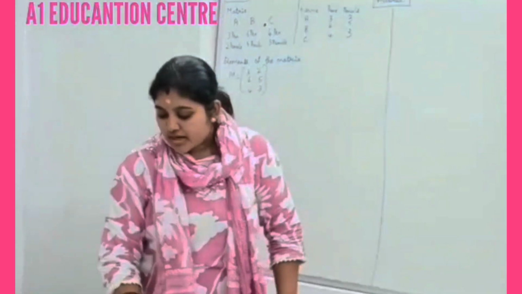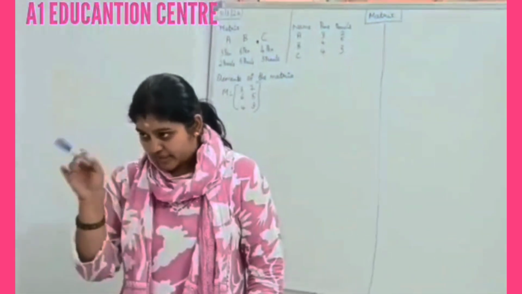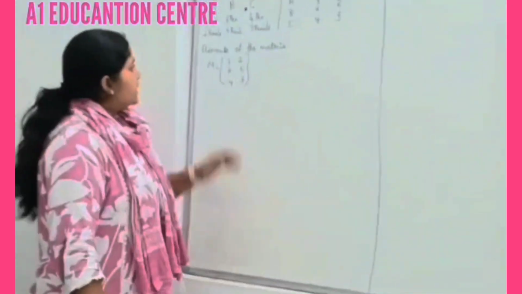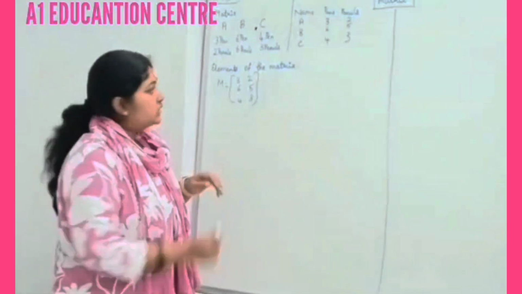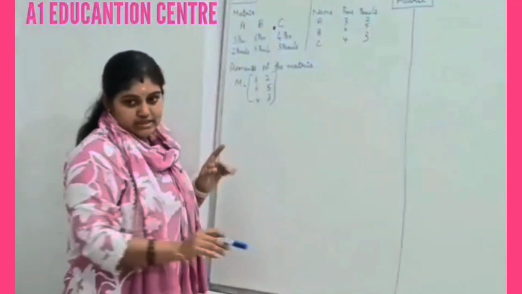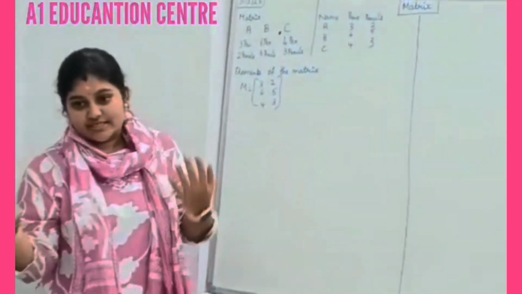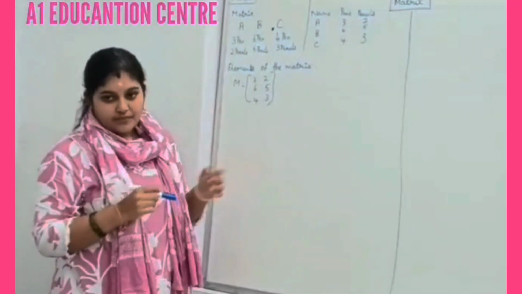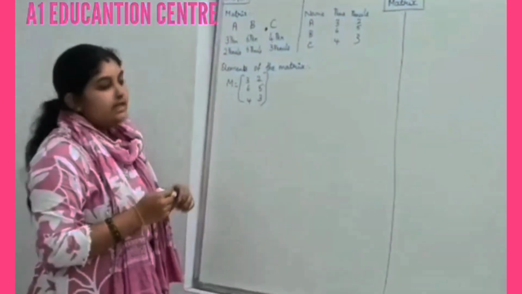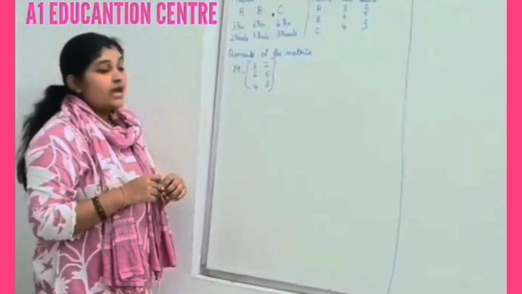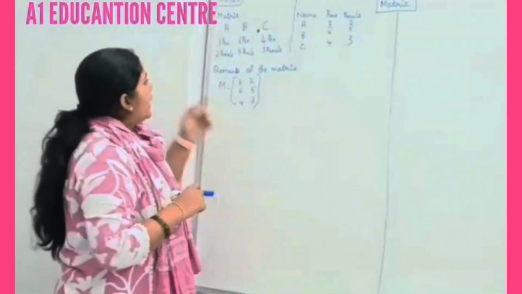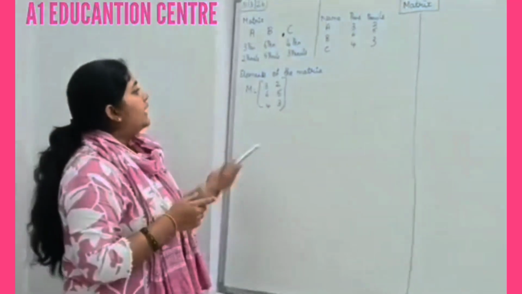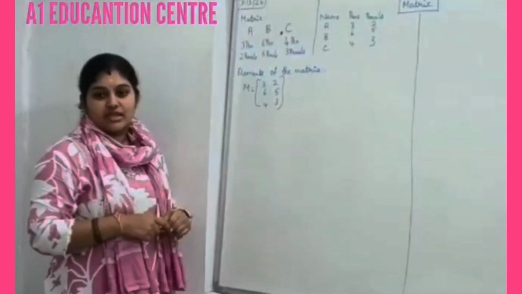A matrix is a rectangular arrangement of numbers arranged in rows and columns. So which is a row and which is a column? Now there are three persons given: one is Sakshi, one is Emma and one is Jennifer. Emma has 3 pens and 2 pencils with her. Jennifer has 6 pens and 5 pencils with her. And Sakshi has 4 pens and 3 pencils with her.